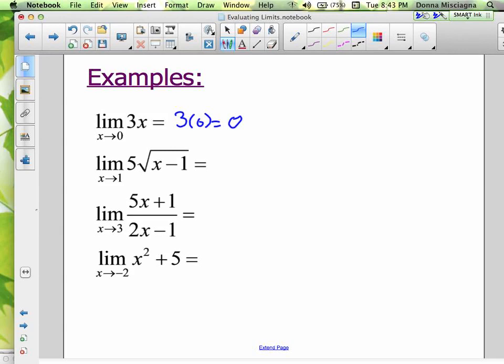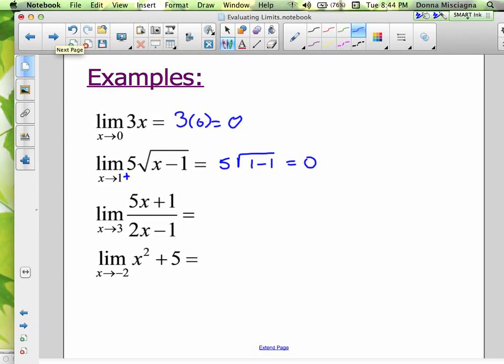The limit of 5 times the square root of x minus 1 as x approaches 1. Now, interestingly, let's change up this question a little bit, and let's put a plus there. So now from the positive side, I can plug in 5 times the square root of 1 minus 1. So the square root of 0 is 0. 5 times the square root of 0, that's just 0. So the right-hand limit is 0.